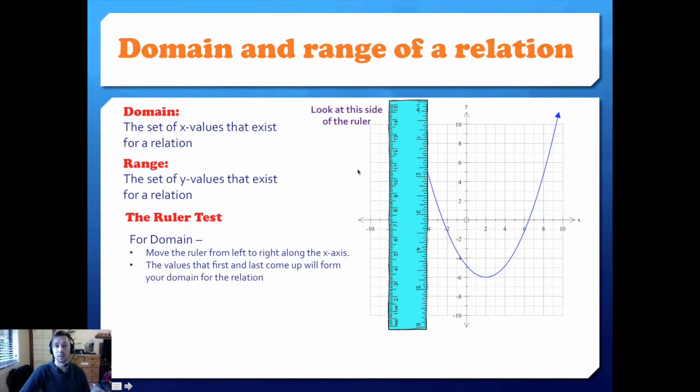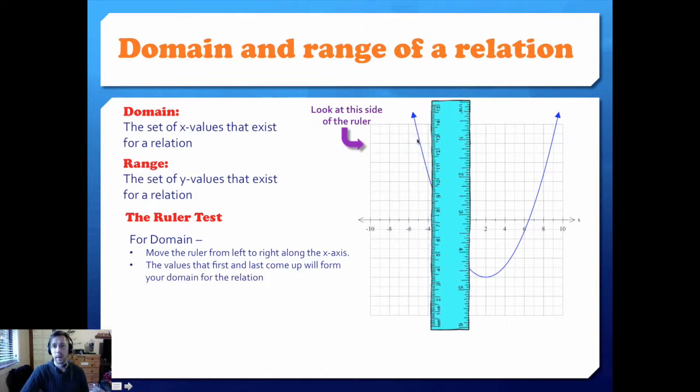So let's have a look at it. Like I said, you always look at this side of the ruler, that is the left-hand side, and we're going to move the ruler from the left to the right. So let's have a look as we do that. You can see it's moving across, bang. As you can see here, it's just past this part of the graph. Now, this part of the graph, you can see an arrow. So an arrow, of course, means it goes on forever in this direction here.